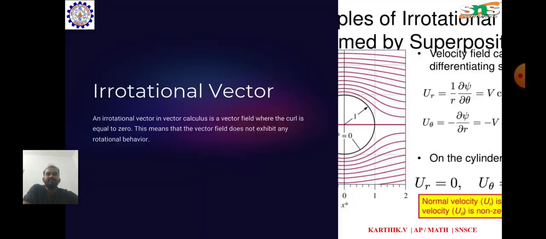In this lecture video, I will explain about irrotational vectors. What is an irrotational vector? An irrotational vector is a concept from vector calculus and fluid dynamics. In essence, it describes a vector field where the curl of the vector field is 0 at every point. In mathematical terms, for a vector field f, if its curl, denoted by del cross f, is identically 0, then f is said to be irrotational.